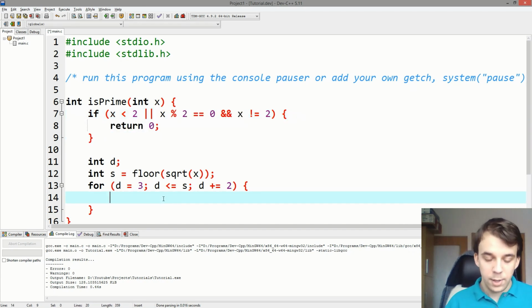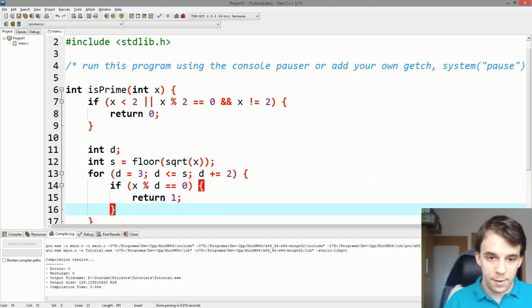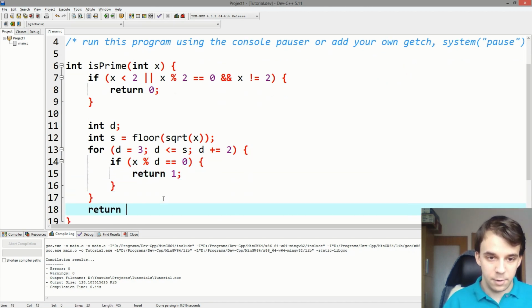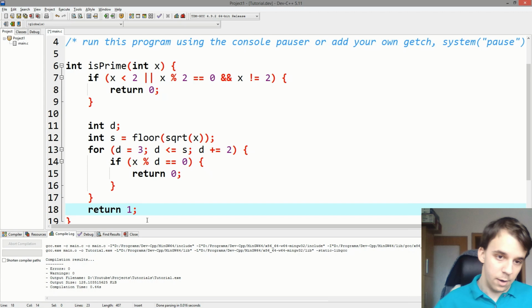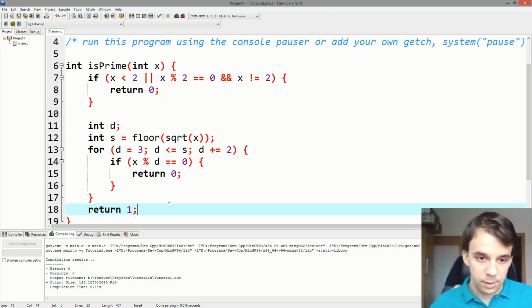Okay, so here we can check if x percent d equals 0. This means if x is divisible by d, then return 0. And at the end here, we return 1 if nothing executed in here, no return was executed, right?